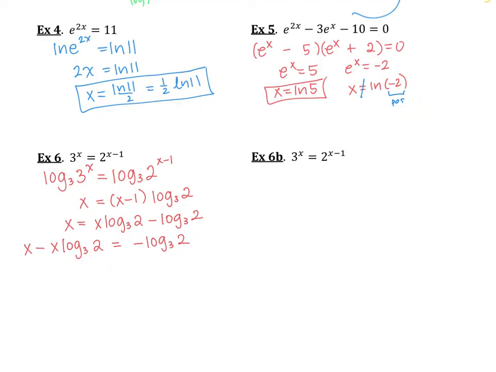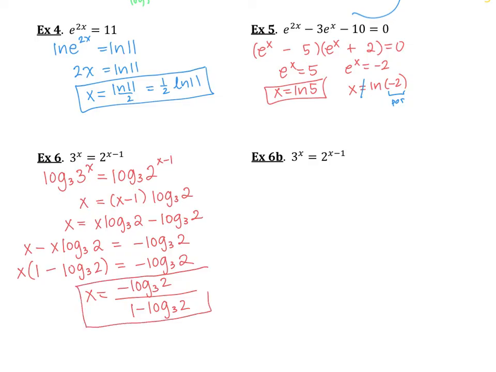Okay, now that the x's are both on the left side, I want to isolate the x. So I'm going to factor the x out of the 2 terms. Okay, x times 1 is 1x. X times log base 3 of 2 is x log base 3 of 2. And then I can get the x by itself by dividing both sides by 1 minus log base 3 of 2. Okay, and then you can leave your answer like that. That's a pretty nice answer. If I had chosen to do the log base 2 on both sides, my answer would not have looked the same, but it would also have been correct.